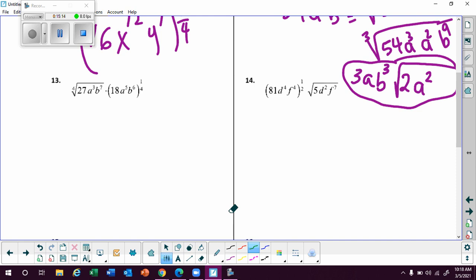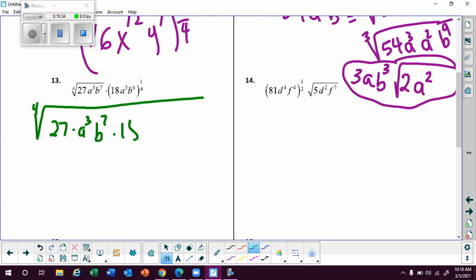So I knew this is the fourth root, and this is the fourth root also, so I can easily multiply it. If you want, you can just keep all of them in one fourth root. I have 27 times a cubed b to the 7th, times 18 times a to the power of 5, b to the 6th. Then I can multiply the numbers. What is 27 times 18?